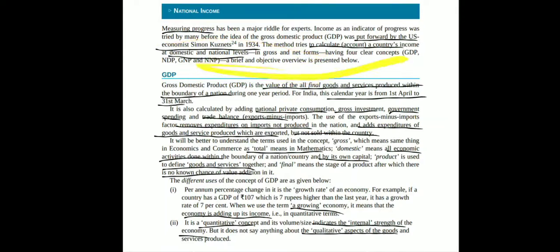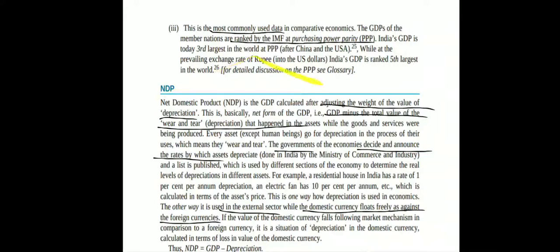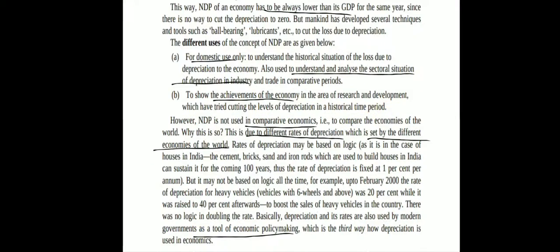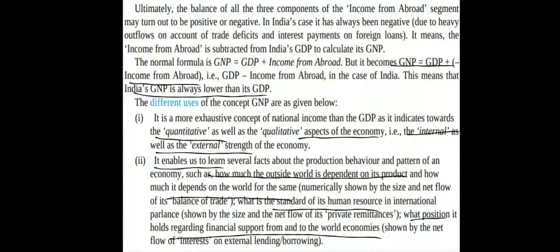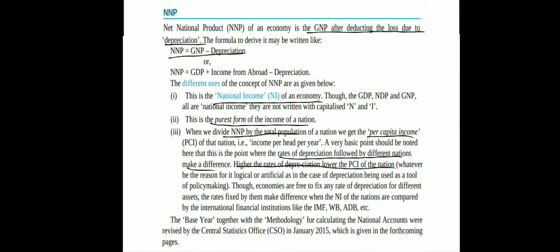We have done GDP, we have done NDP, we have done GNP, and we have done NNP. Let's quickly go through them. This was GDP, the value of all final goods and services produced within the boundary of a nation. We had NDP, it was GDP minus the depreciation. We had GNP, it was GDP of a country plus income from abroad, and in case of India, it is GDP of a country minus income from abroad. And then we had NNP, it was GNP minus depreciation, also GDP plus income from abroad minus depreciation.